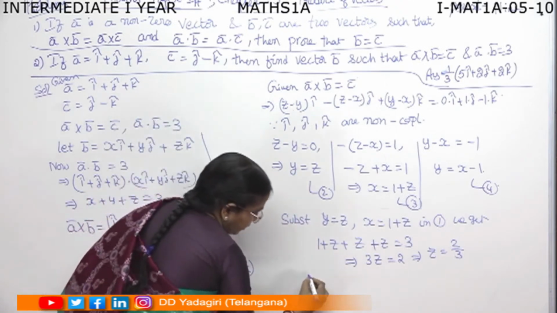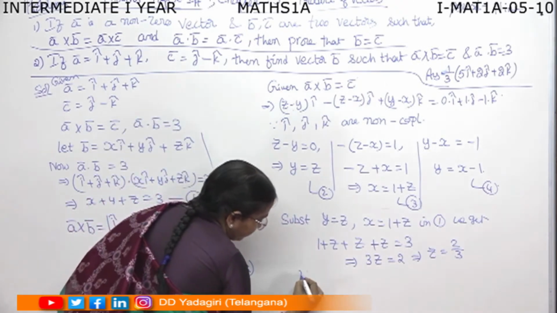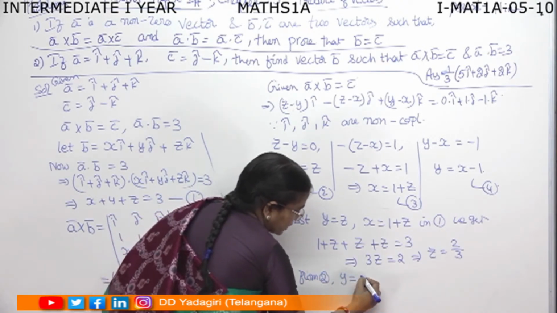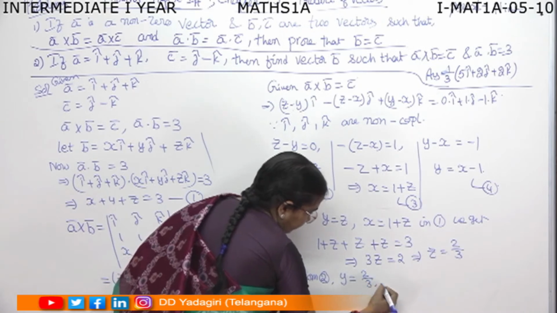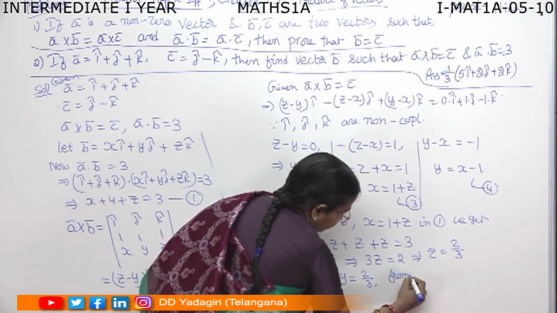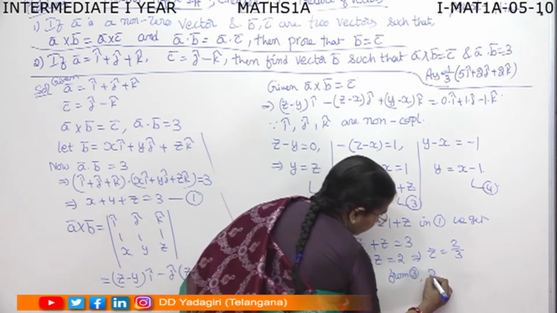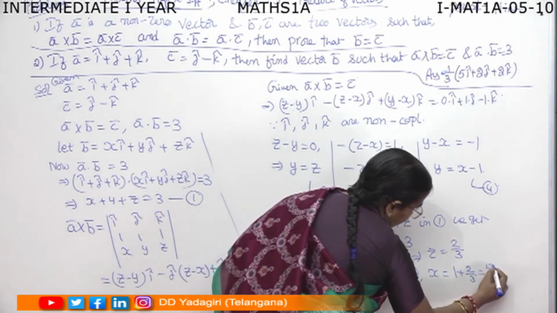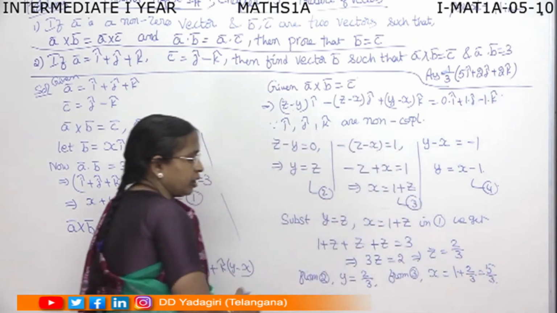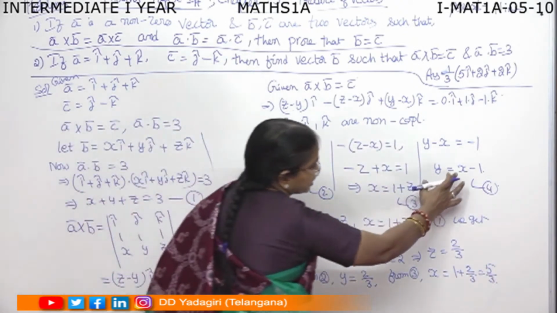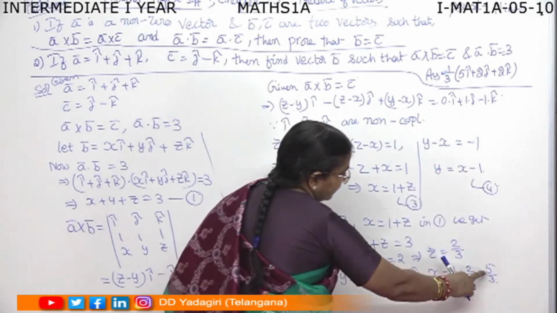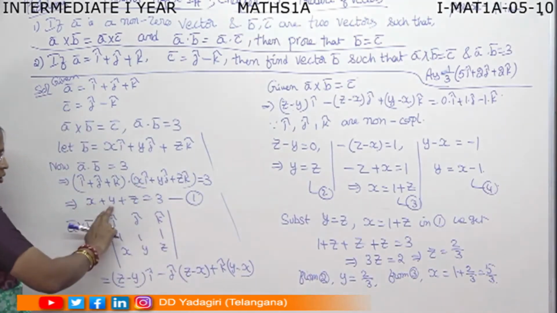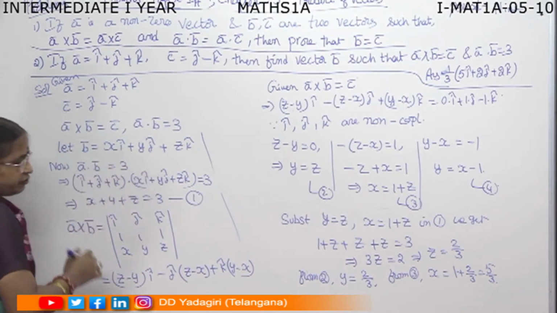Now y is equal to z. So from equation 2 you will get y is equal to 2 by 3. And then from 3 you will get x is equal to 1 plus z, 1 plus 2 by 3, so that is 5 by 3. Now you found all the values. You can substitute here and check whether your values are correct or not. So 5 by 3 minus 1 is 2 by 3. It is correct.